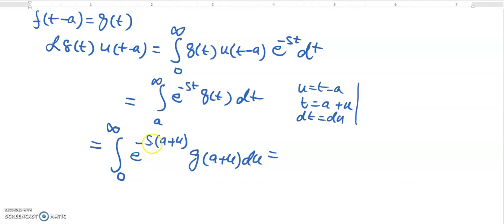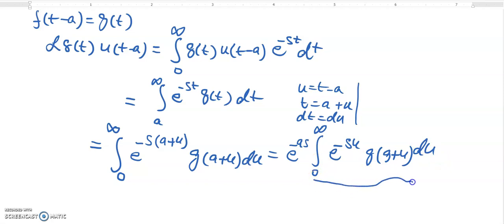So now we further decompose it, so it will be e power a minus as. The e power minus as can be taken out, so e power minus as into the integral from 0 to infinity of e power minus su, and then g of a plus u du. So now we can see that this is the form of the Laplace transform, okay, this is the Laplace transform of g of a plus u.